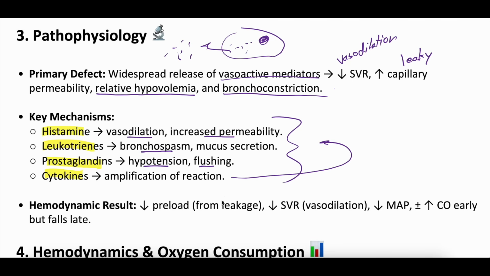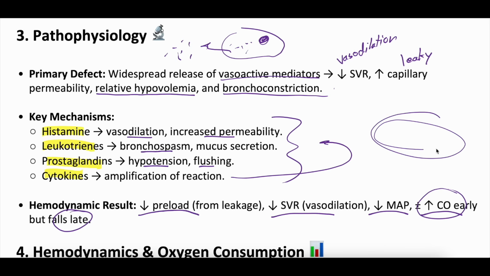And the hemodynamic result of all this can be catastrophic, right? Decreased preload from leaky capillaries, massive vasodilation from decreased SVR, a drop in your mean arterial pressure. You usually get an increase in your cardiac output early because it's trying to compensate, but after a while you can get that high output heart failure, so it falls later on, which can lead to worsening hypotension. Okay, so this is kind of that spiral of circulatory collapse that can happen in anaphylactic shock if it's not aggressively treated early on.